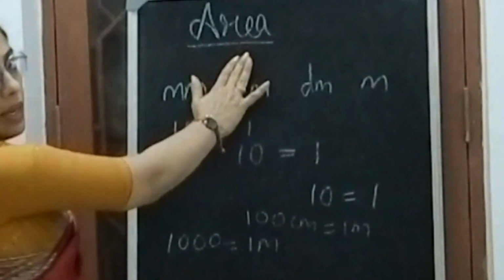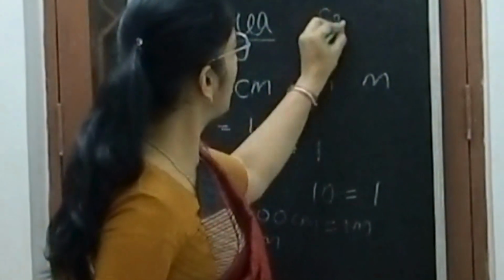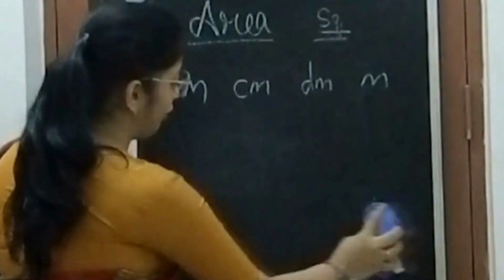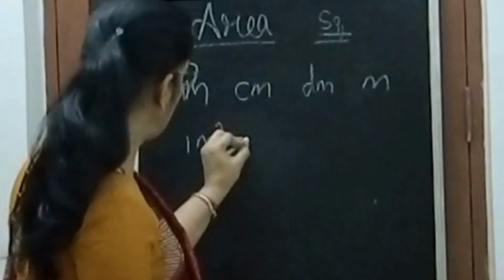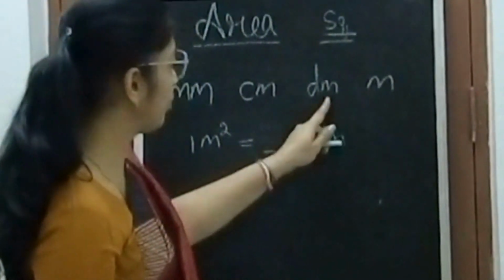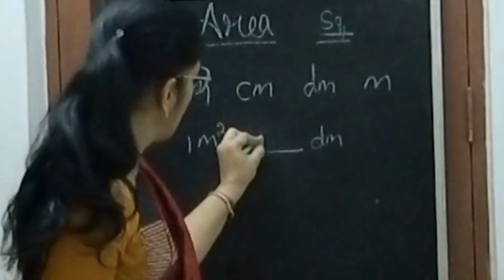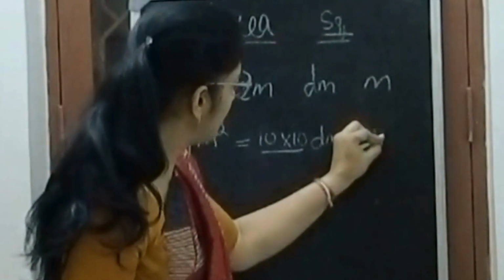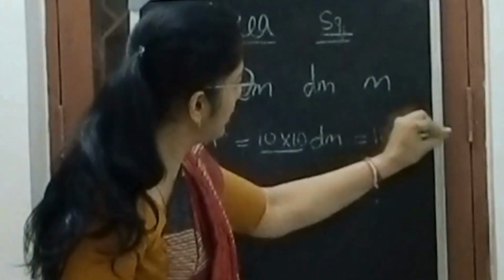Now, area is always calculated in square form. What form? Square form. Okay? So now what do I have to do? If I have to find 1 meter square in decimeter, what I have told you is 10 decimeter equals 1 meter. So 1 meter square equals 10 into 10 decimeter, which is 100 decimeter square. Why square? Because we have multiplied the same number 2 times.